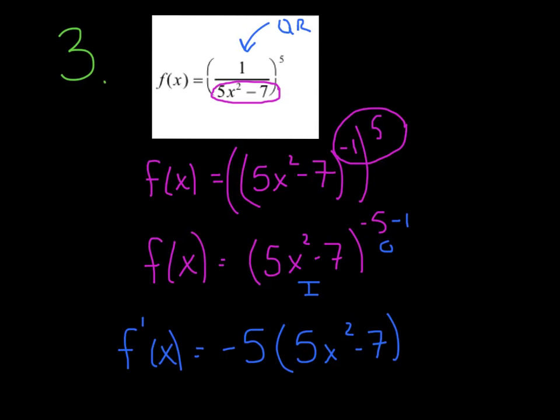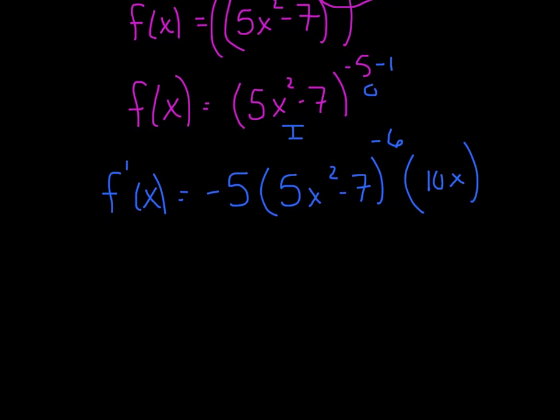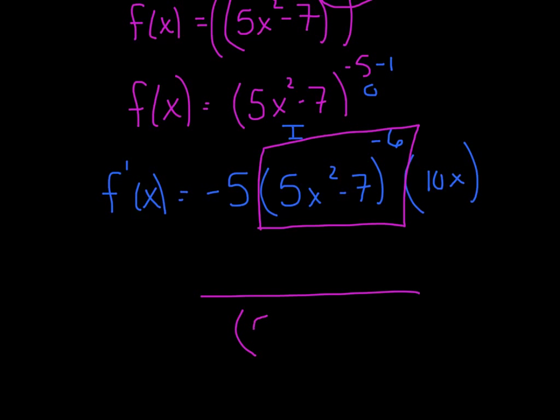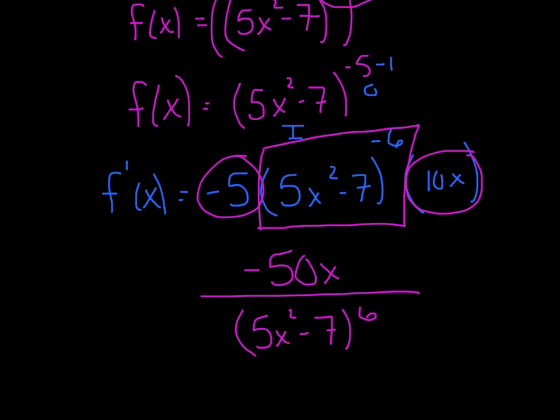Raised to the, subtract 1 gets me a negative 6. Now take the derivative of the inside. I got 10x. Lastly, I just want to clean this function up. So I can say to myself, this chunk here, because it has a negative exponent, is going to turn into the bottom of my fraction. So my 5x squared minus 7, all raised to the 6th. And these two pieces I can multiply and leave in the numerator. Negative 50x. And there you have it. We avoided quotient rule just by rewriting the function first.